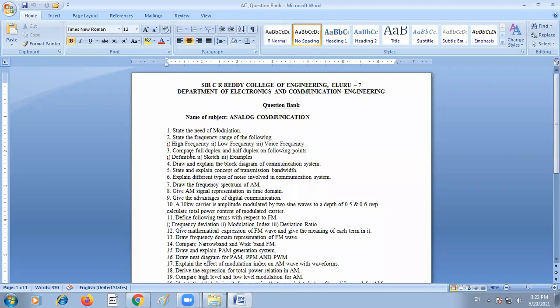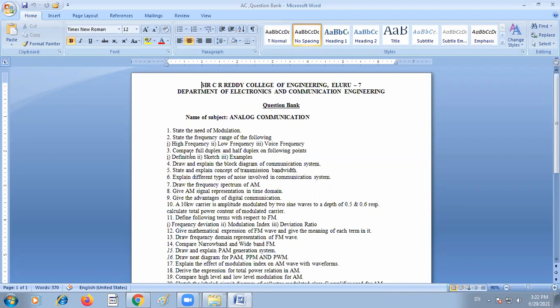And the fifth one is state and explain the concept of transmission bandwidth. What is the transmission bandwidth? Bandwidth is nothing but F2 minus F1. The transmission bandwidth depends upon the modulation scheme, so we have to define different types of bandwidth. If it is amplitude modulation, the bandwidth is 2 into Fm. If it is frequency modulation, the bandwidth is 2 into (beta plus 1) into Fm, or 2 into (delta plus Fm). So that is the bandwidth.